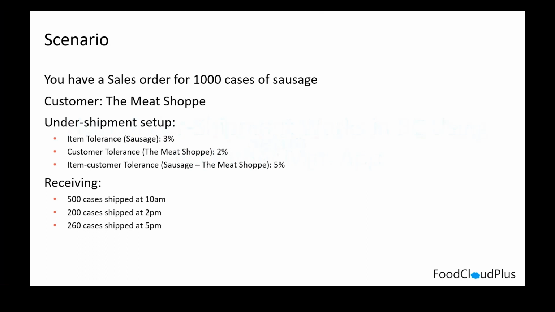Let's assume at 10 a.m. we ship 500 cases of sausages to the customer. Then at 2 p.m., we ship 200 cases. And then at 5 p.m., we ship 260 cases. Normally, we would not be able to complete the sales order because we would need to ship about 40 cases more to fulfill the quantity. However, with the Backorder Management app, we can still complete this sales order despite not fulfilling the full 1,000 case quantity requirement.